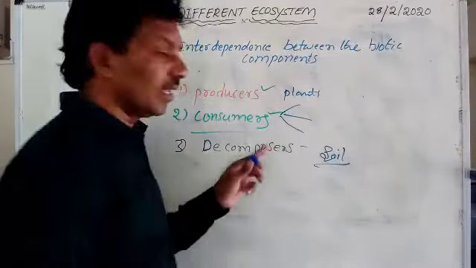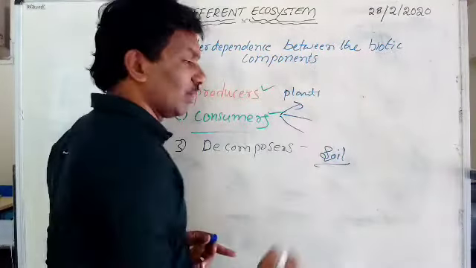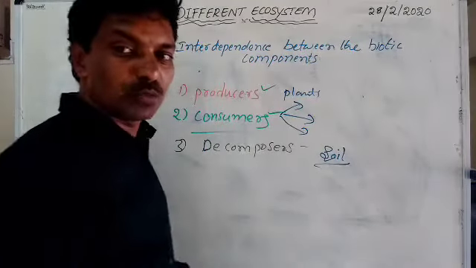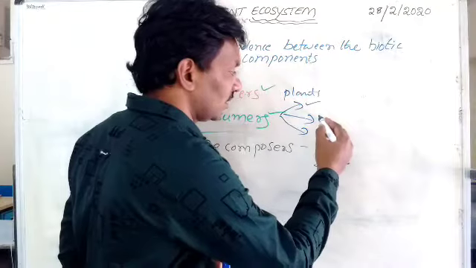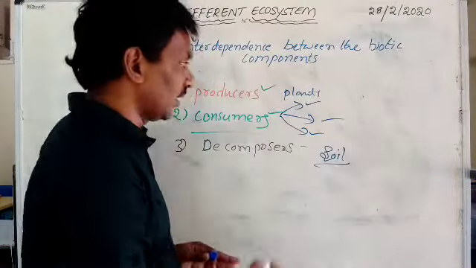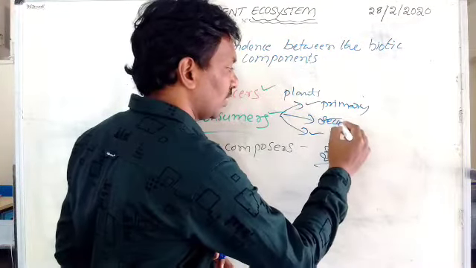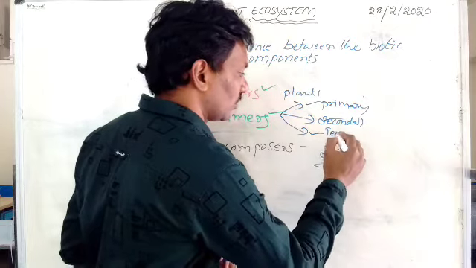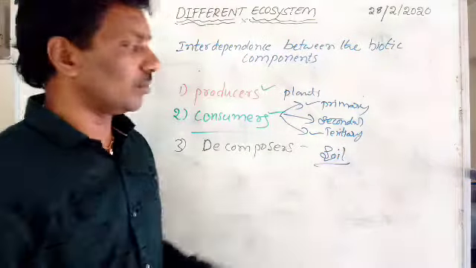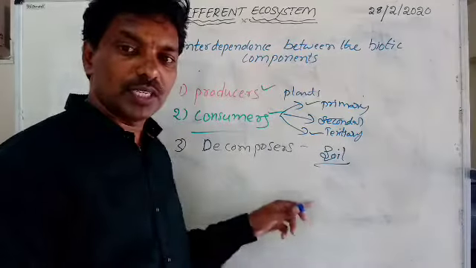Here, primary, secondary and tertiary consumers are there. Primary means herbivores, secondary means carnivores, tertiary means omnivores. Grass eating, flesh eating, and both grass and flesh eating. So three types of consumers are there: primary, secondary, tertiary. These are the three types of consumers we can observe here.